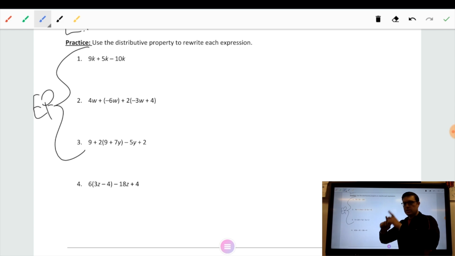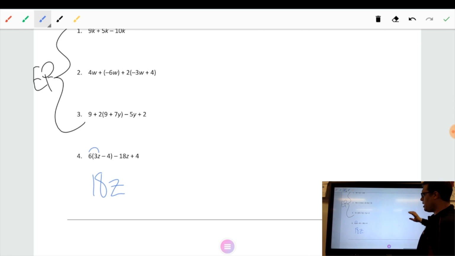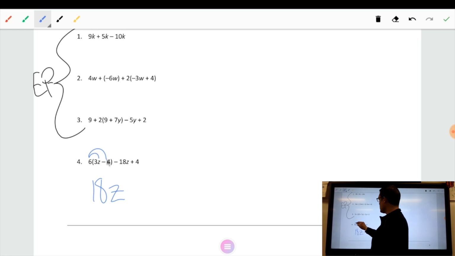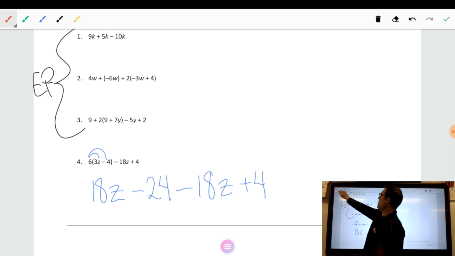Because of the parentheses, distribute. So 6 times 3z makes 18z, and 6 times negative 4. 6 times negative 4 is negative 24. Minus 18z and plus 4. I always add that little line in the z because sometimes my numbers look like 2's, and I don't want it to be that way.